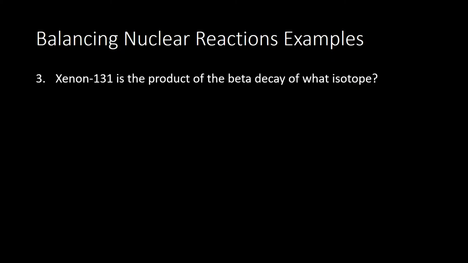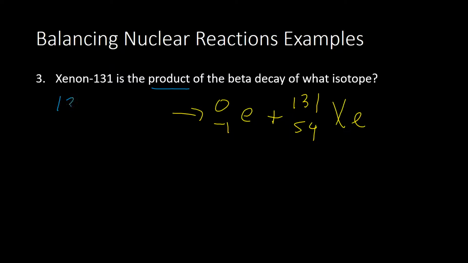Here's another example. Xenon-131 is the product of the beta decay of what isotope? So now I know that I have beta decay again, and I have xenon-131. Xenon is atomic number 54. Now I'm trying to figure out what I started with instead of what I ended with, because of this word product right here. So again, 0 plus 131 gives me 131. -1 plus 54 gives me 53. And 53 on the periodic table is iodine.